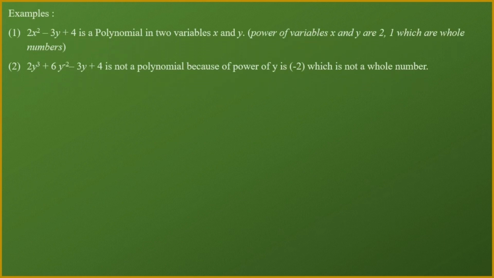First example is 2x square minus 3y plus 4. First of all, observe the power of the first term x. The power of x is given here as 2. The power of y, there is no power, so we can assume 1. And along with 4 there is no variable term, so I can say the variable is given along with power 0. For example, you can say 4 into y to the power 0.